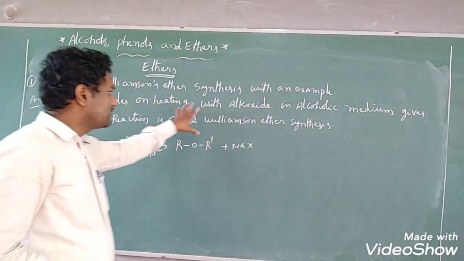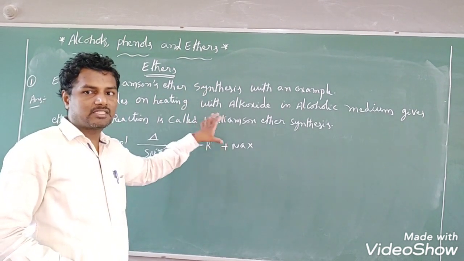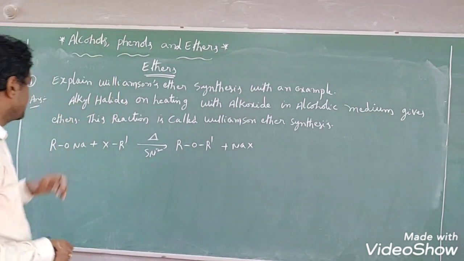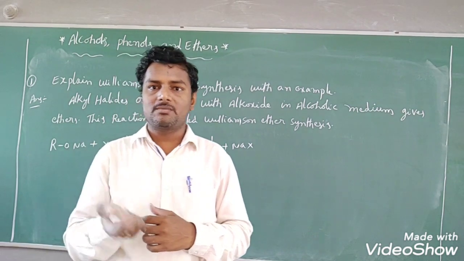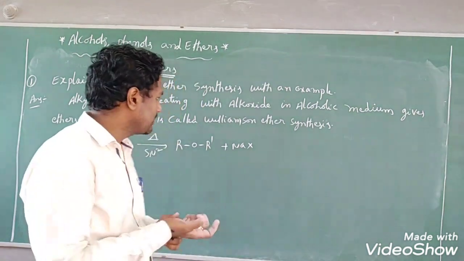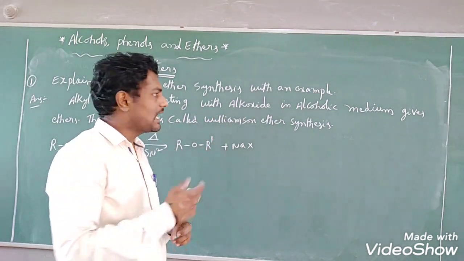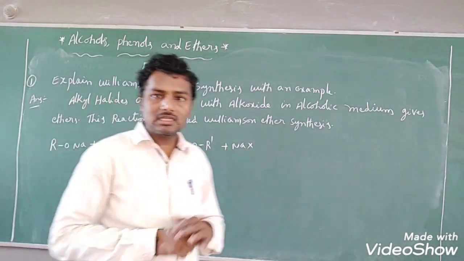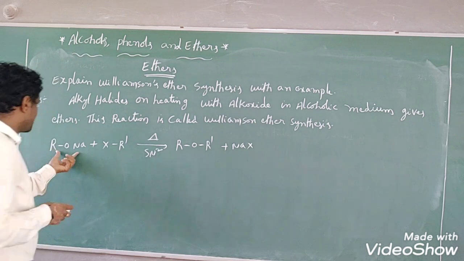Whenever they ask a named reaction, you have to write the statement, then the general example, and one example. When alkyl halides on heating with any alkoxide, that is sodium alkoxide or potassium alkoxide, in alcoholic medium, give ethers, this reaction is called Williamson's ether synthesis.